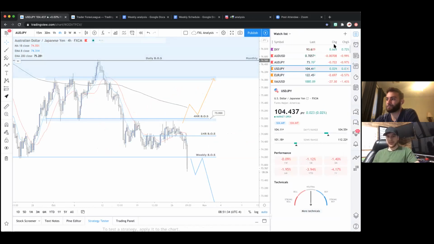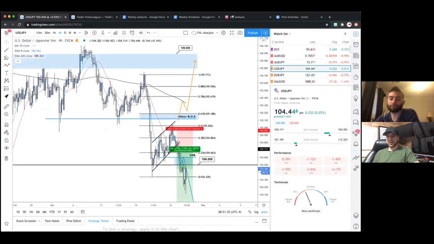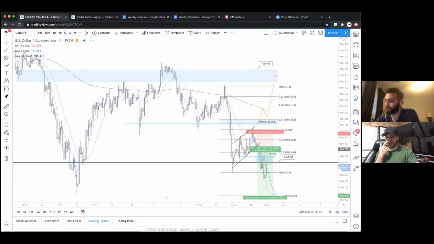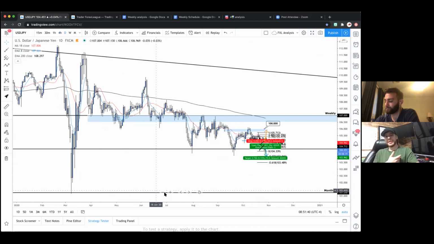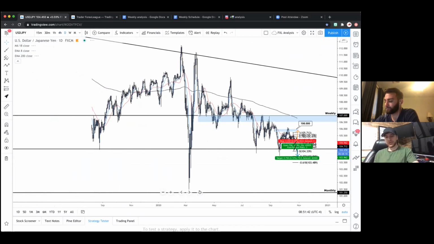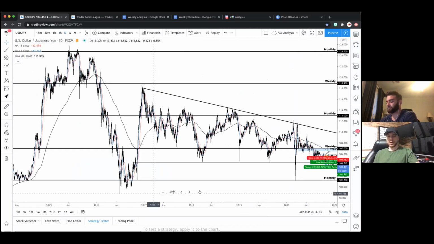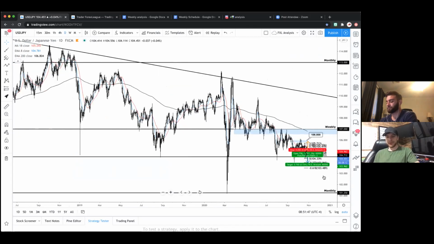All right, let's go on to UJ, EJ, and gold. UJ is just super bearish on all higher time frames. You just see it's super bearish, tons and tons of lower highs, all pushing price action into one zone, this 104.5 handle right here.